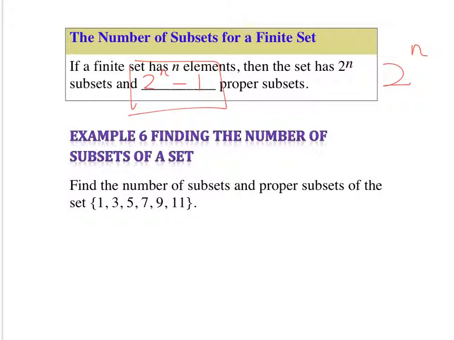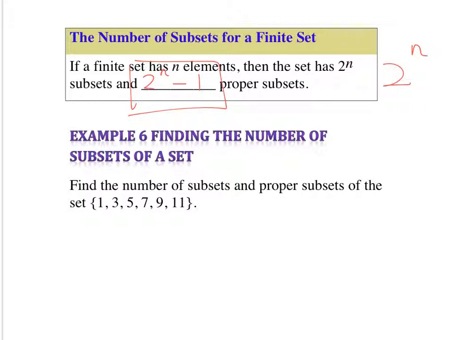So again, remember that if I have n elements in a finite set, I expect to see 2 raised to the nth power subsets. And the proper subsets is 2 raised to the nth power minus 1. Let's do a quick example here. It says, find the number of subsets and proper subsets of the set {1, 3, 5, 7, 9, 11}.